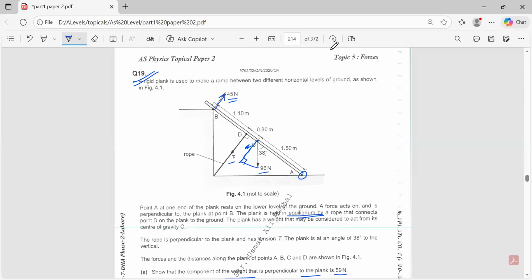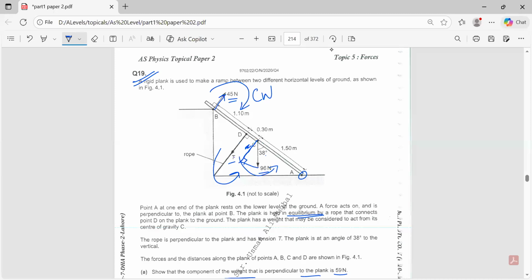So what moments are going to be created? There will be this perpendicular component. Tension will be anti-clockwise and 45 Newton will be clockwise. So this is how we will be creating the moments. So we know this is going to create a clockwise moment. This tension T is going to create an anti-clockwise moment, and this perpendicular component of force will be creating an anti-clockwise moment.